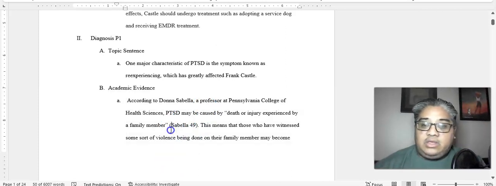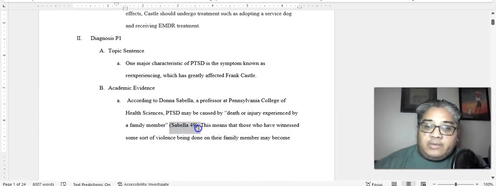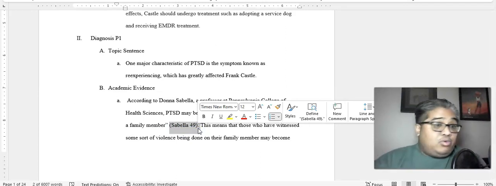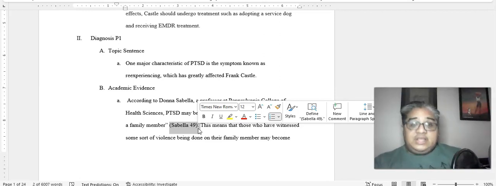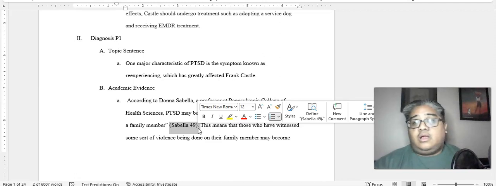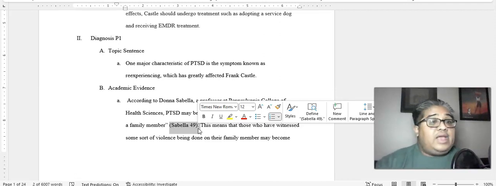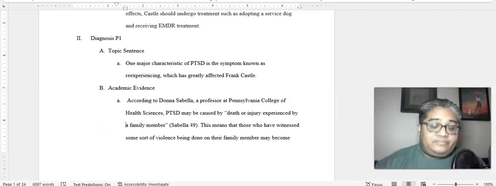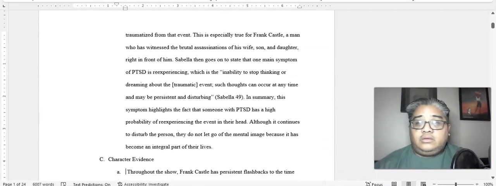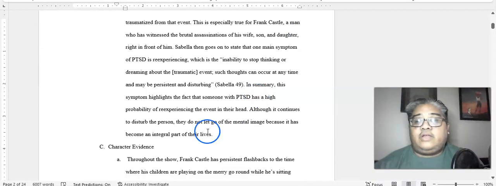It doesn't need to be an MLA in-text citation like this. You can just give me the author or the title of the source. It doesn't even need to be in parentheses. It just needs to be indicated. This is the source that you're using, and this is the source where you got the academic evidence from. Okay. And then the third thing, you can see there's even more evidence down here.